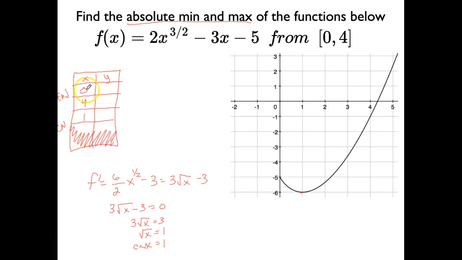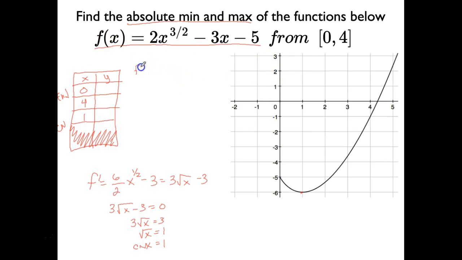Okay, my candidates table consists of 3 numbers. I need to see which one gives me the largest number and which one gives me the smallest number. That's what I'm going to call the absolute max and min. Now I need to check which one's the largest based off of the y value. So I'm going to plug into this function right here.